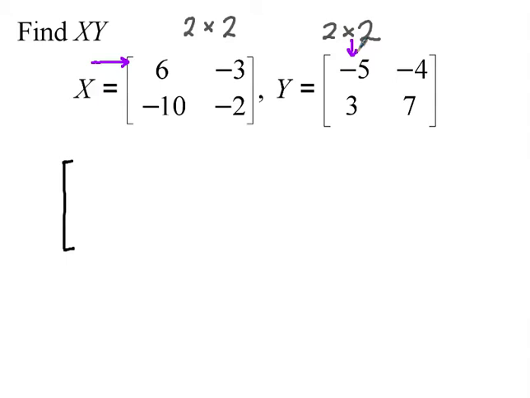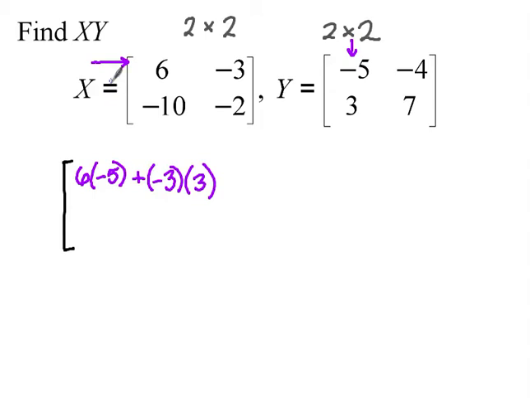And this is what I'm going to do. I'm going to take the first number times the first number. So do you see where I got the 6 times negative 5? I'm going to add that to the second number times the second number. So I took first times first plus second times second. That's step one. So I did that with row 1.